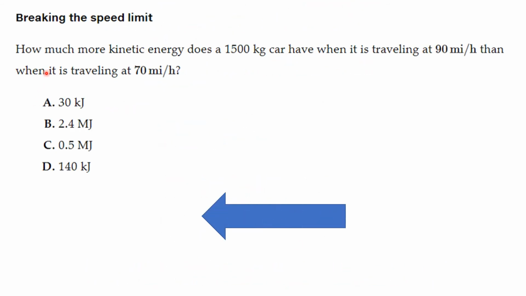So there's a problem for you to consider, breaking the speed limit. How much more kinetic energy does a 1,500 kilogram car have when it's traveling at 90 miles per hour than when it is traveling at 70 miles per hour? And you must be conscious of units as you're doing this. So it's a multiple choice question. You know what to do. Let's see how you did.